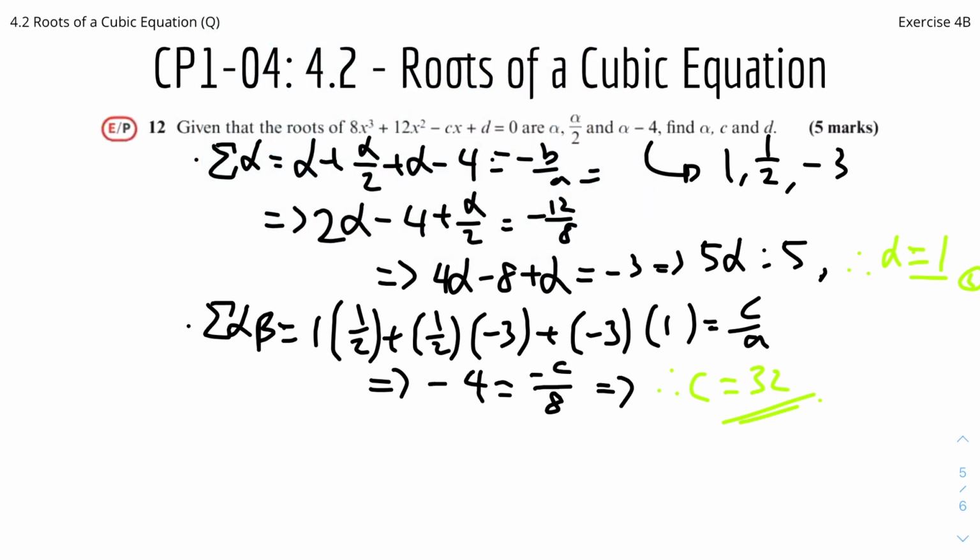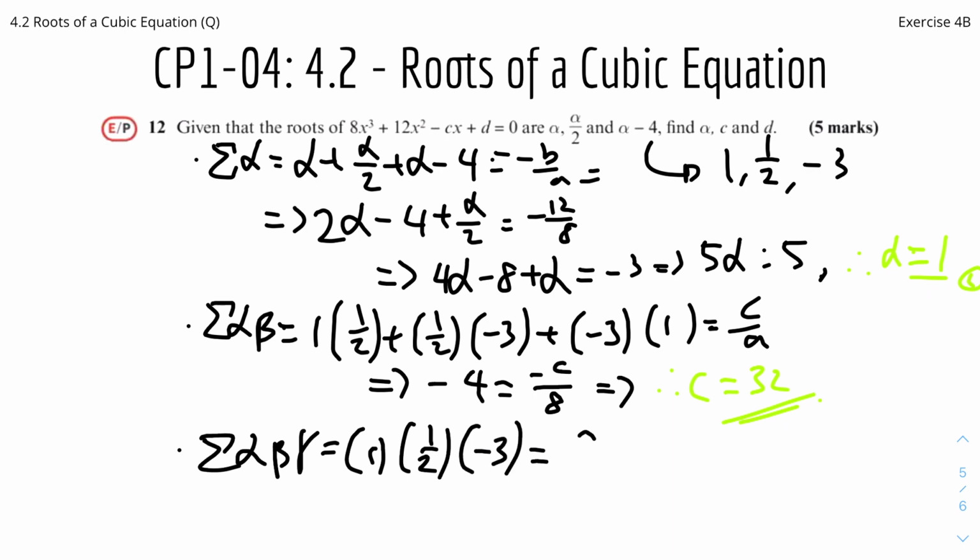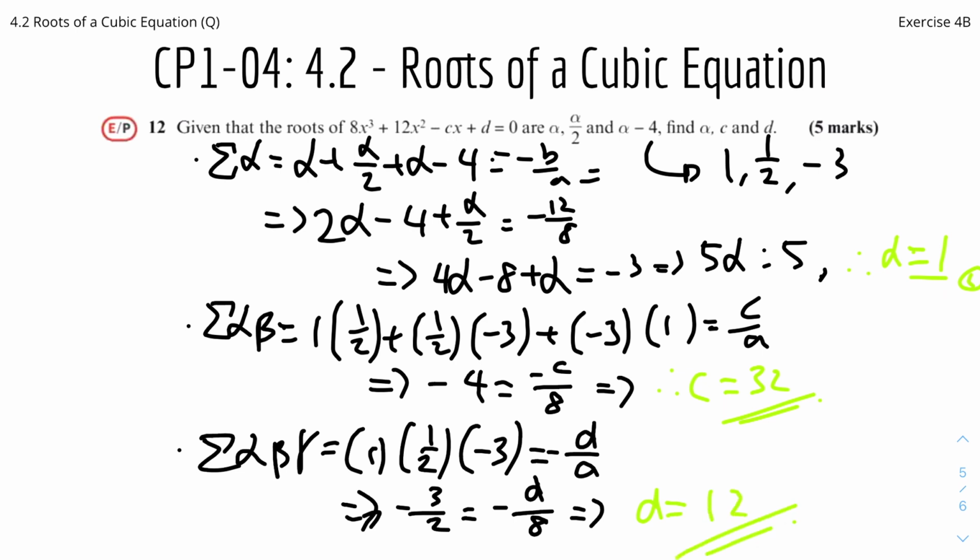And lastly, for the value of d, it's basically the product of the triples, alpha beta gamma, which is equal to 1 times 1 over 2 times minus 3, and this equals minus d over a, and we know that it's equal to minus 3 over 2, which equals minus d over 8, like so. So therefore we can solve for d, cancel the negative, therefore d equals 8 times 3 over 2, therefore d equals 12. And these are the final answers.